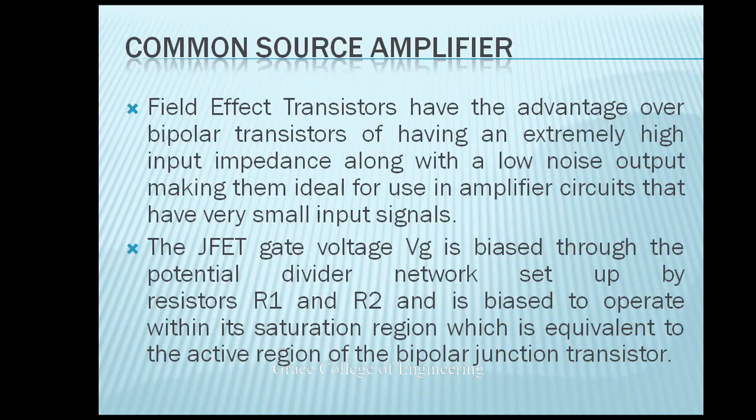Field effect transistors have the advantage over bipolar transistors of having an extremely high input impedance along with a low noise output, making them ideal for use in amplifier circuits that have very small input signals. The JFET gate voltage VG is biased through the potential divider network set up by resistors R1 and R2 and is biased to operate within its saturation region, which is equivalent to the active region of the bipolar junction transistor.